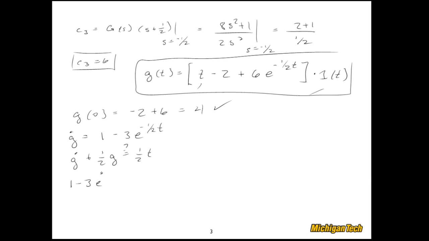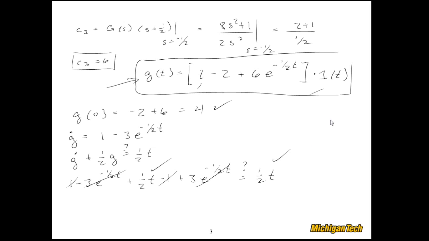1 minus 3 e to the negative 1/2 t plus 1/2 times our solution g. So we get 1/2 t minus 1 plus 3 e to the negative 1/2 t. Oh, and the question is, does that equal 1/2 t? I was getting excited. So that 3 cancels out with that one. The 1's cancel out, and lo and behold, 1/2 t. It works. So that is the solution. And that's it for that example.